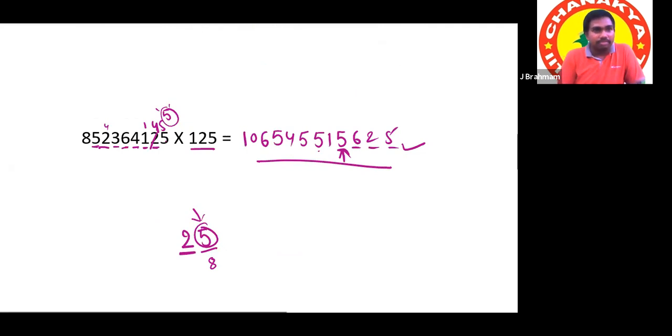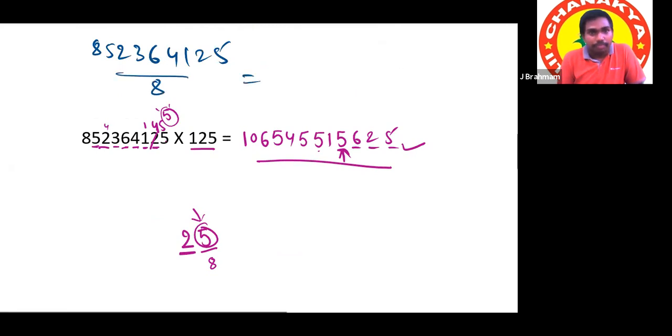Again we need to repeat. See, 8, 5, 2, 3, 6, 4, 1, 2, 5. I'm dividing this number by 8. 8 one time it is 8, so for 5 we need to take 0. This is the reason to take 0, because in 5 it will not go. Then we can consider 2 also, 52. In 52, 6 times it is 48.